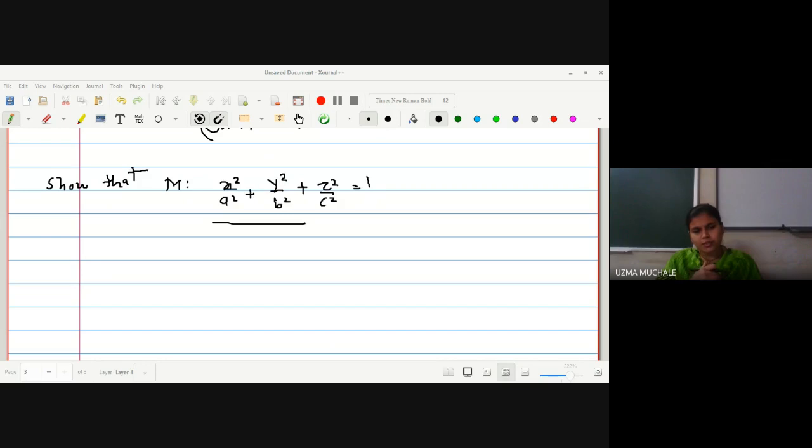x square by a square plus y square upon b square equal to 1, or another way you can have x square by a square minus y square upon b square equal to 1. What will be the equation? Okay, assume that both are the same. Instead of a square and b square, assume you have x square by a square plus y square upon a square equal to 1. Now what will this be?